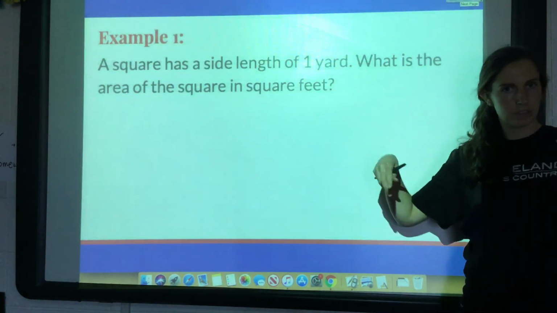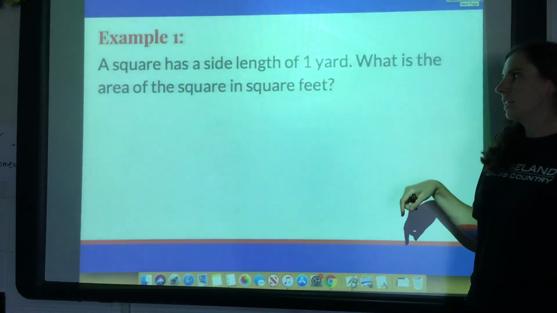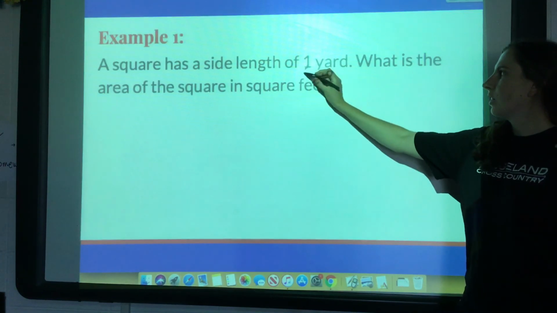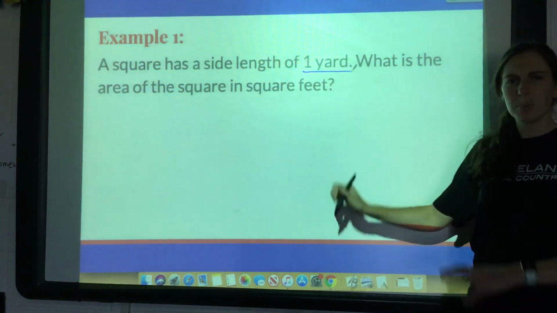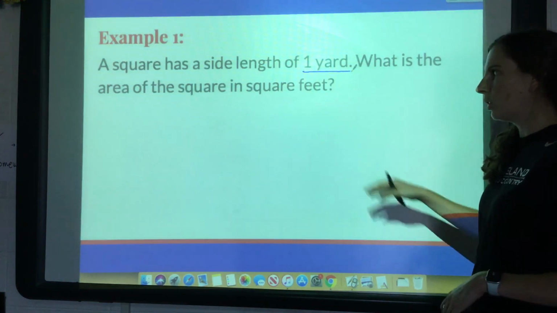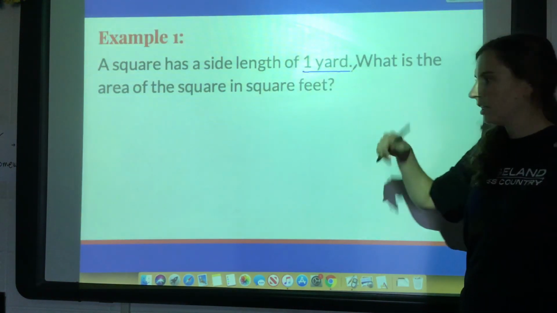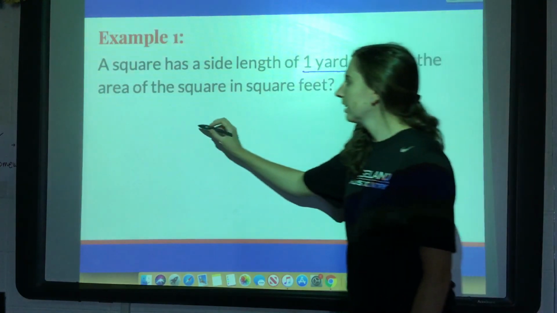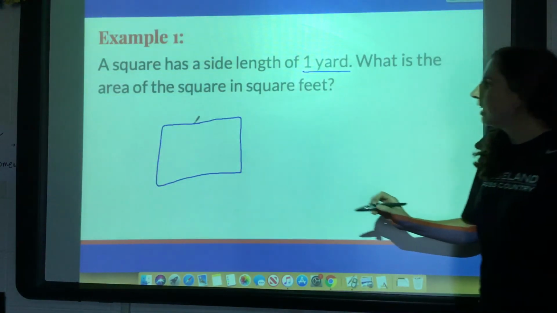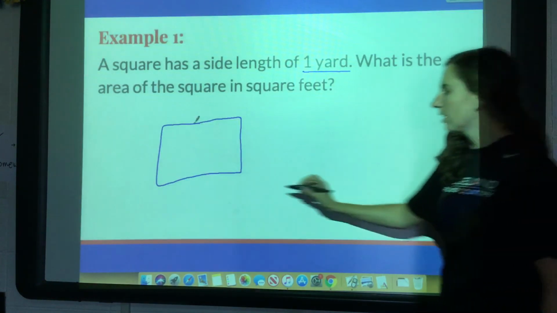So now let's do a little converting. On this example, we've got a square with side length 1 yard. So if there's not a picture drawn out, you may want to go ahead and do that, especially for you visual people. It's good to underline information or highlight or draw a picture. So let's draw a square. Oh, that's a bad square, sorry. And it has a side length of 1 yard.